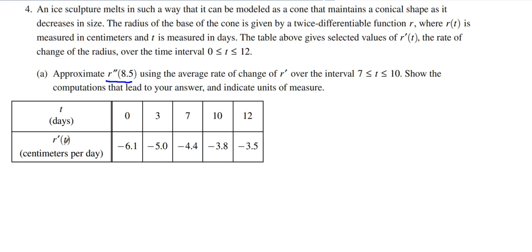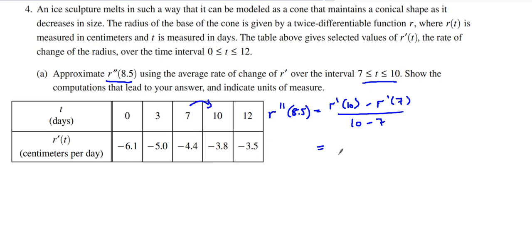And we have here r prime. So how do we find r prime prime of 8.5? Well, we're going to use this interval of 7 to 10. We're going to use r prime of 10 minus r prime of 7 over 10 minus 7. We're going to take the slope between 7 and 10 time here.